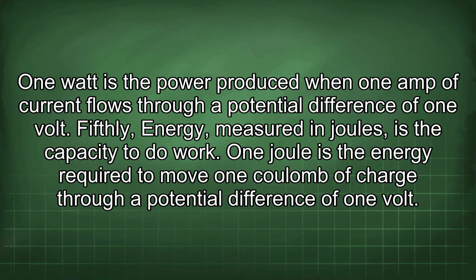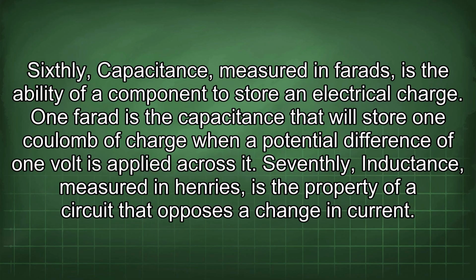Fifthly, energy, measured in joules, is the capacity to do work. 1 joule is the energy required to move 1 coulomb of charge through a potential difference of 1 volt. Sixthly, capacitance, measured in farads, is the ability of a component to store an electrical charge. 1 farad is the capacitance that will store 1 coulomb of charge when a potential difference of 1 volt is applied across it. Seventhly, inductance, measured in henries, is the property of a circuit that opposes a change in current.